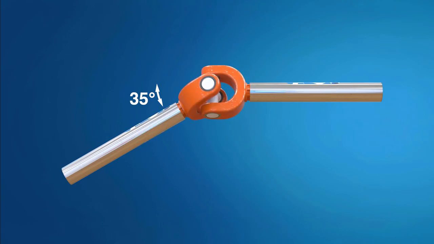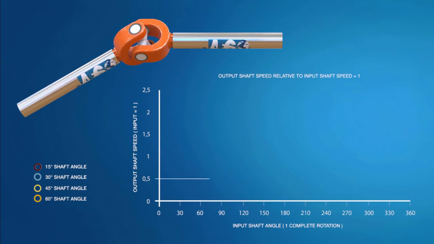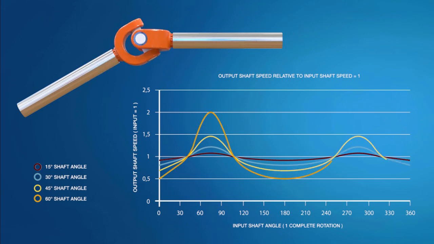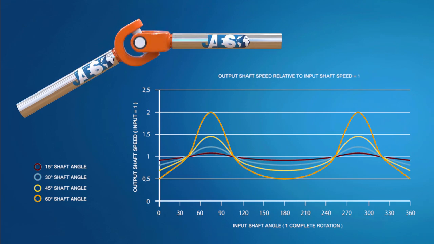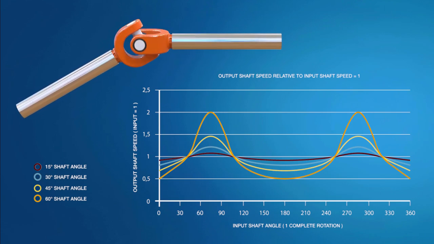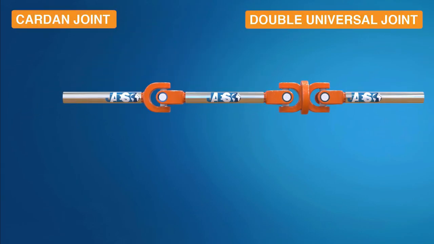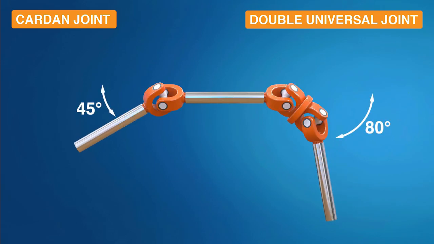The transmission ratio of the yokes does not remain constant over time, but it has a smooth periodic oscillation with a sine wave pattern. This means that the speed of the input shaft will never be equal to the speed of the output shaft. The consequence of this phase shifting causes vibrations. The greater the operating angle, the greater the vibration will be. To overcome these issues, the double universal joint can be used to accommodate the misalignment between two parallel shafts.